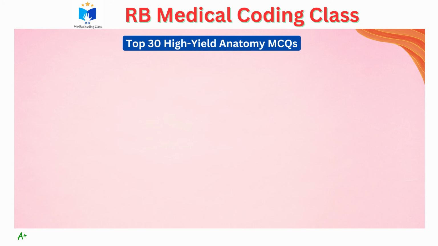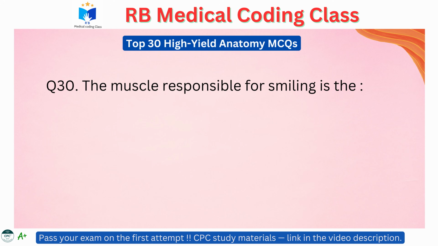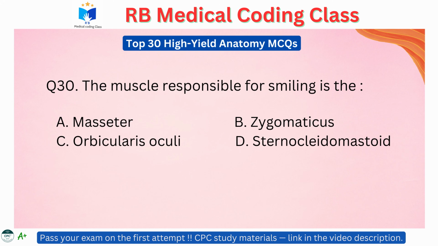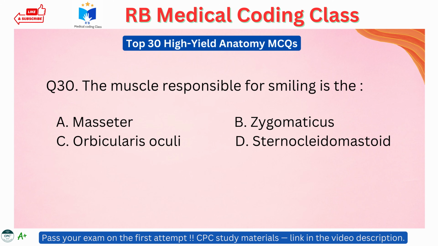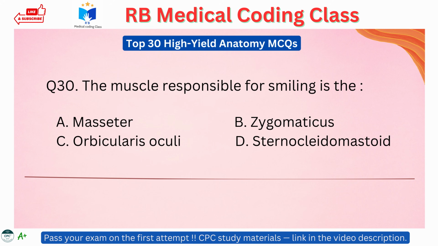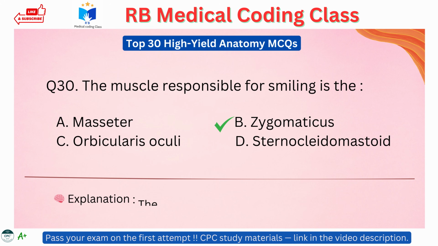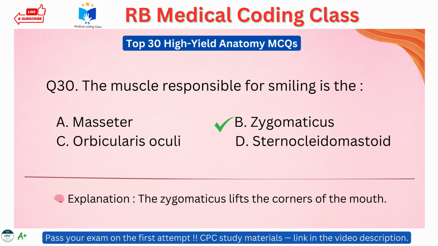Question 30. The muscle responsible for smiling is the A. Masseter. B. Zygomaticus. C. Orbicularis oculi. D. Sternocleidomastoid. Answer. B. Zygomaticus. Explanation. The zygomaticus lifts the corners of the mouth.